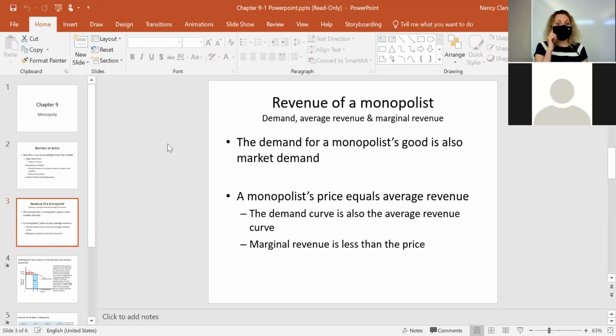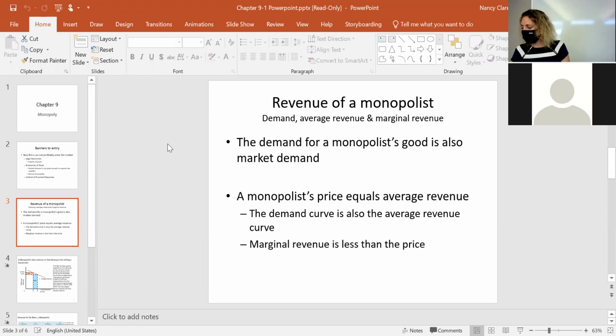All right, let's talk about the revenue of a monopolist. This is the difference between chapter 8 and chapter 9, between perfect competition and monopoly. The biggest difference in how we analyze these firms, find profit maximization, has to do with the revenue that a monopolist has the opportunity to generate versus a perfectly competitive firm, okay? Monopolists are price makers, not price takers. A monopolist actually gets to choose their price, okay?